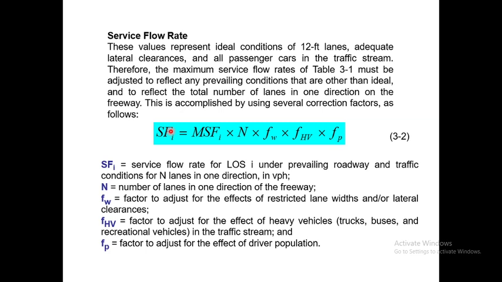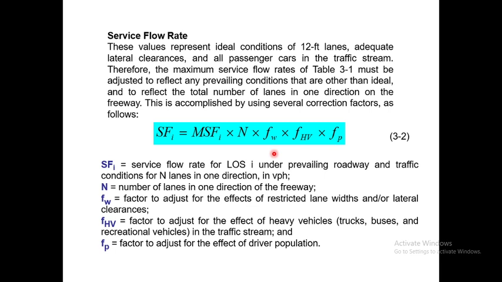So definitely the service flow rate is less than the maximum service flow in the ideal situation. So these factors usually are less than 1. For example, here is the factor for lane width. It means that when the lane width is less than 12, we have to do some adjustment.